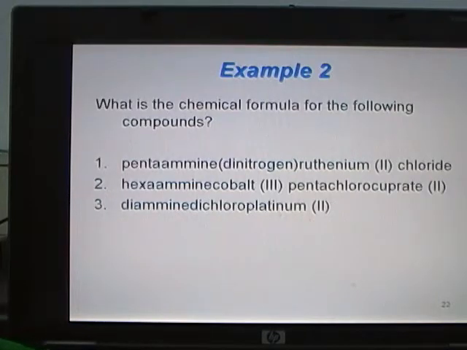You also have to try to name the compound or write the formulas for the compounds in the other way. What is the chemical formula for the following compounds from the name? Try these on your own, then check your answers afterwards. Let's take a look at how we would write each of these as chemical formulas.